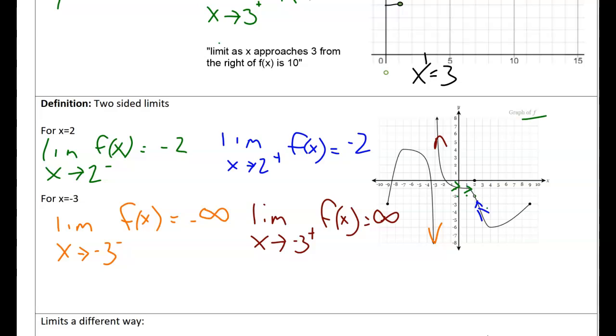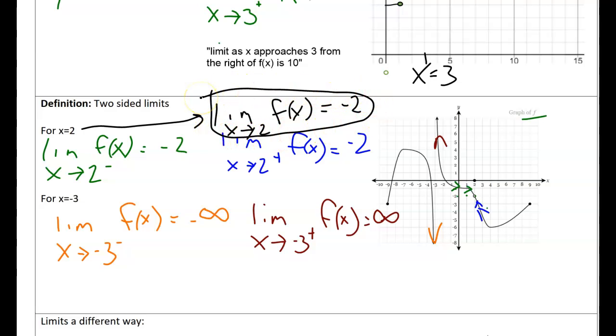Okay? So we are also going to have a way now to talk about whether the values approach the same thing from either direction. So my two-sided limit for x equals 2, I can just write the limit as x approaches 2, and notice I have no positive or negative here, from f of x is negative 2. So I don't have to specify here the direction because my limits are the same on both sides.